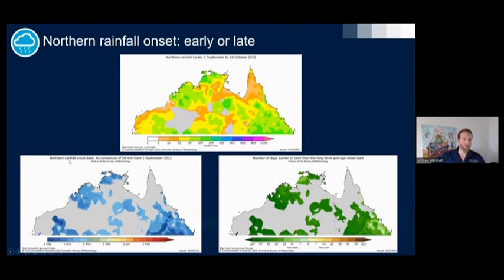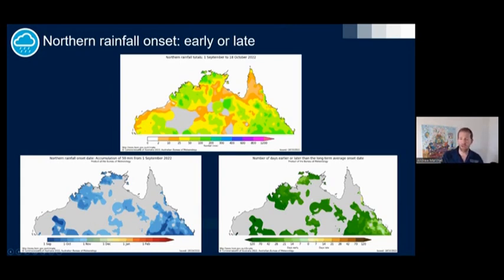But down the bottom left, this is showing what the onset date is for the areas that have accumulated 50 mils of rainfall. So those are shown in blue. And so you can see, using this legend down the bottom here, where we've had that onset begin in September and October so far. And the plot on the bottom right just shows us the number of days, well, in this case, earlier than the long-term average onset date.